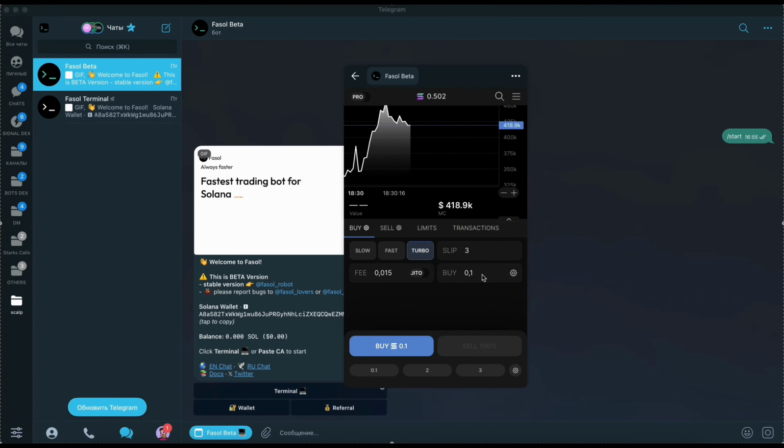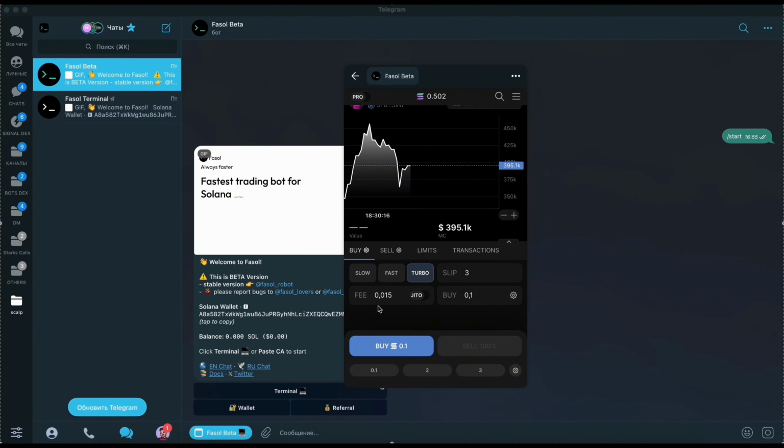Select the purchase amount depending on the capitalization of the token and on your financial capabilities, but I recommend starting from 0.3-0.4 Solana.